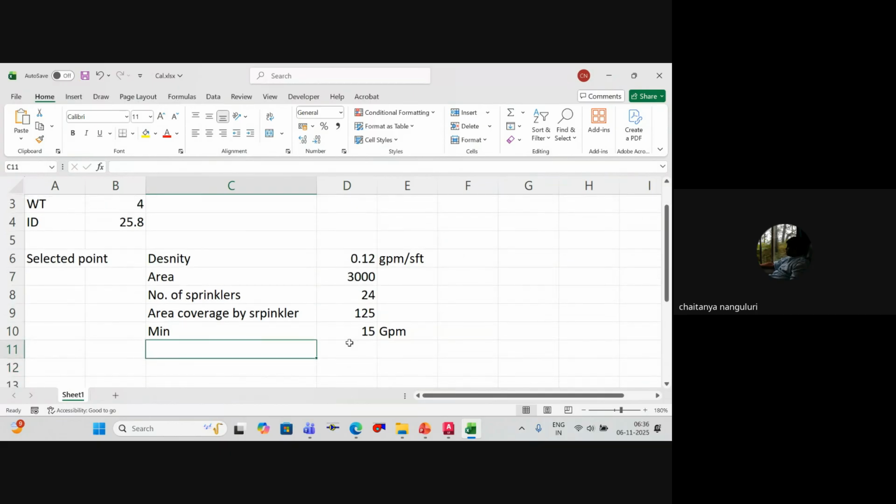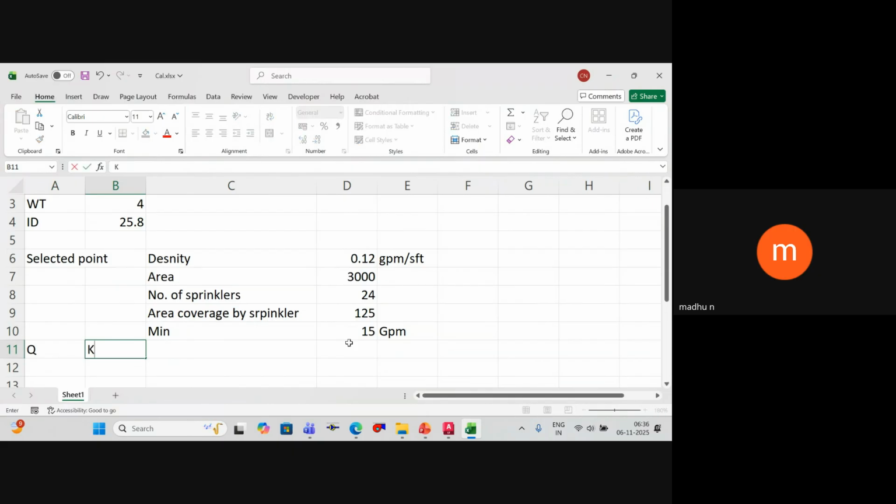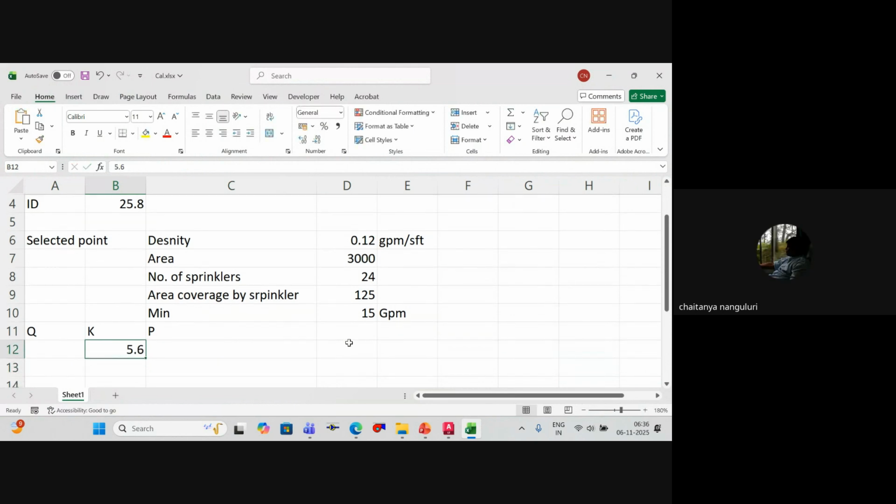Then coming to the next element, how do we calculate the pressure that we require? You are aware of the formula Q is equal to K root P, right? We use the same formula here. The K factor of a sprinkler is 5.6 or equivalent, and in PSI we will use this 5.6 anyway. But if we use kg per square centimeter, the units will change. That will be in LPM or something.